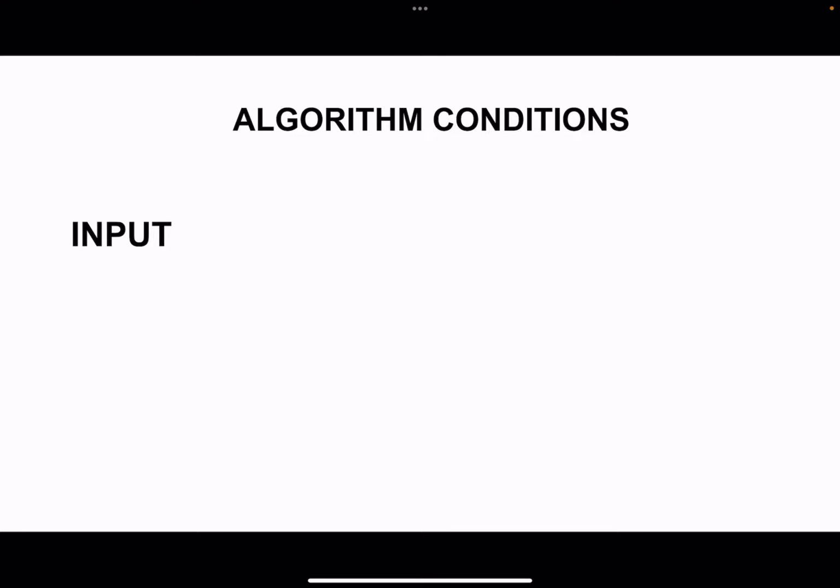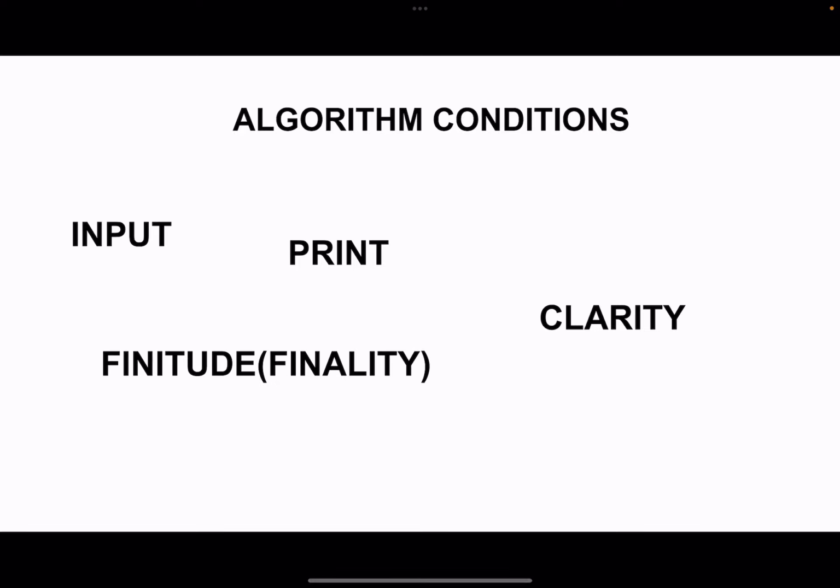Input. There are 0 or more externally provided materials. Print. It must produce at least 2 different results. Clarity. The execution process must consist of clear and unambiguous commands. Finality. It terminates after executing a finite number of commands within a finite amount of time. Efficiency. All processes must be clearly executable, verifiable.